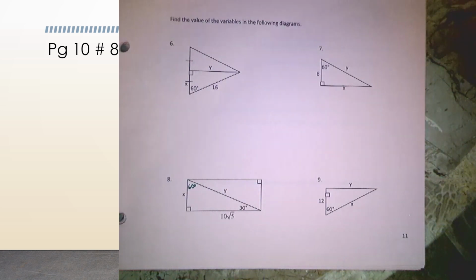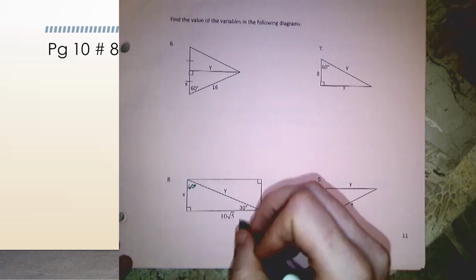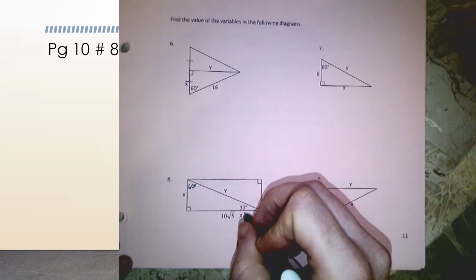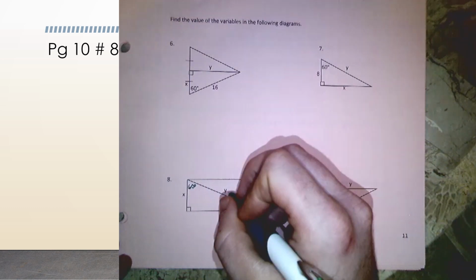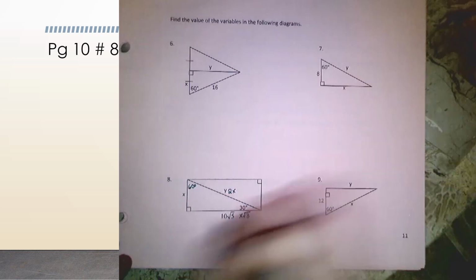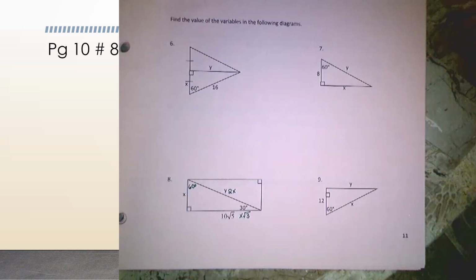Now, the only side I was given a value for is 10 square root of 5. This is our longer leg. The formula for the longer leg was x square root of 3. The y is the hypotenuse, that's our 2x. And the short leg is just x, so I'll just keep it like that because it's already there.